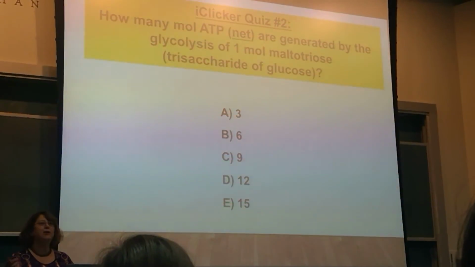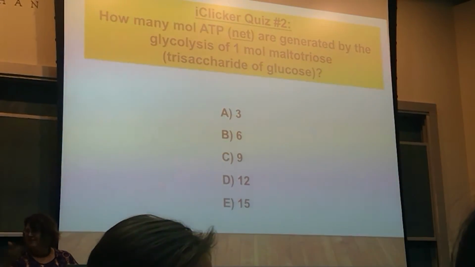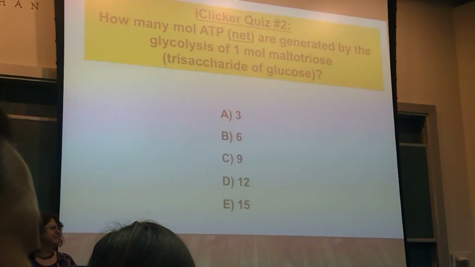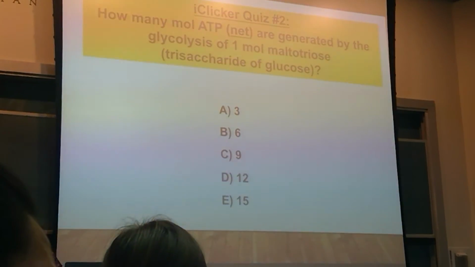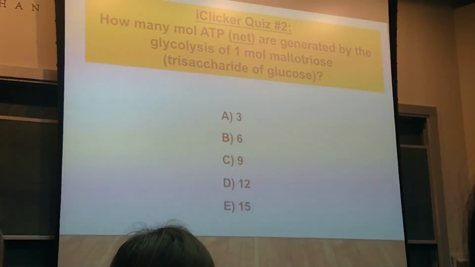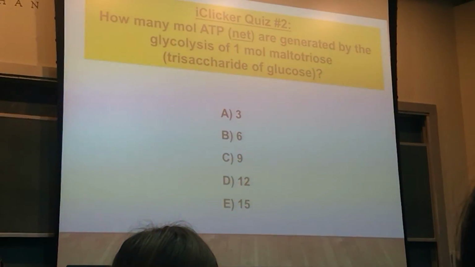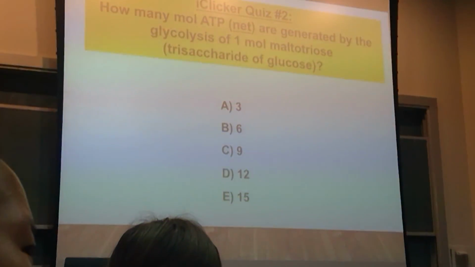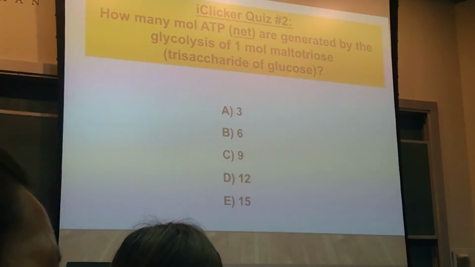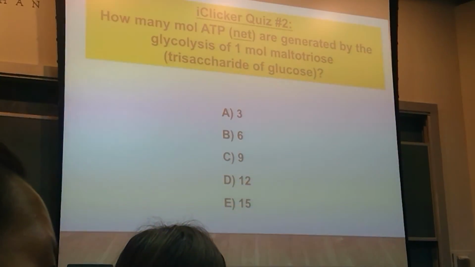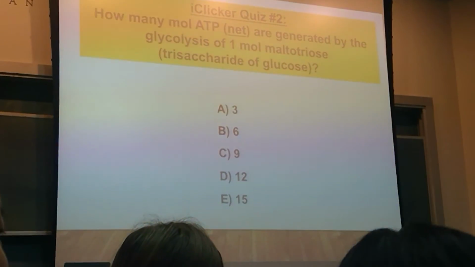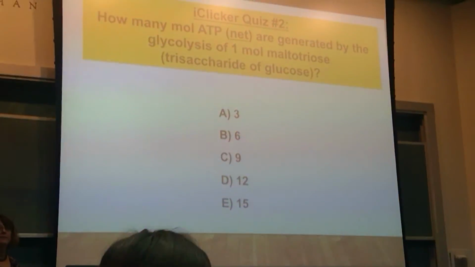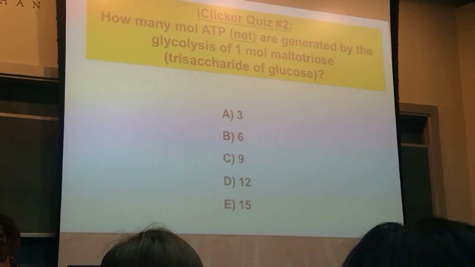So you can discuss, argue, discuss. What are you thinking? I think it's 6. There's 3 glucoses in maltotriose, so you generate 2 ATP in each glucose, right? So 2, 4, 6.